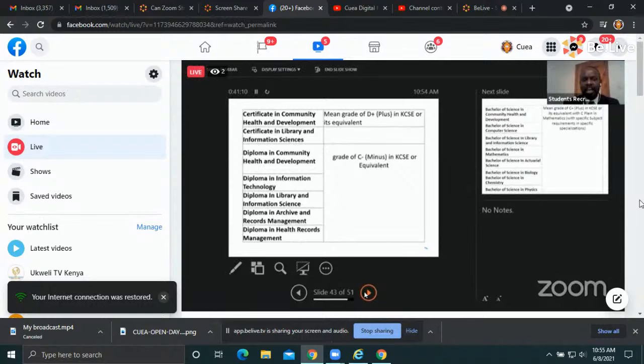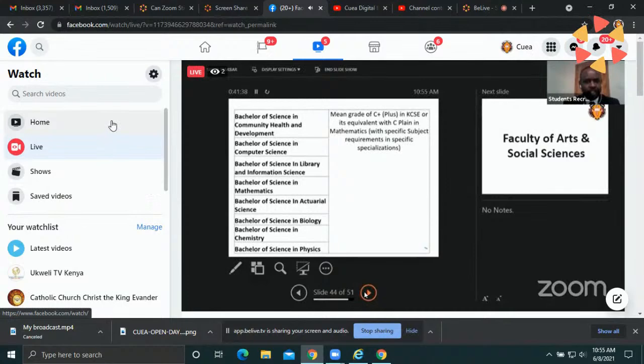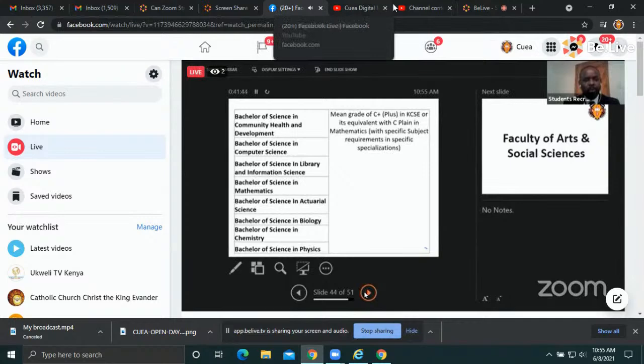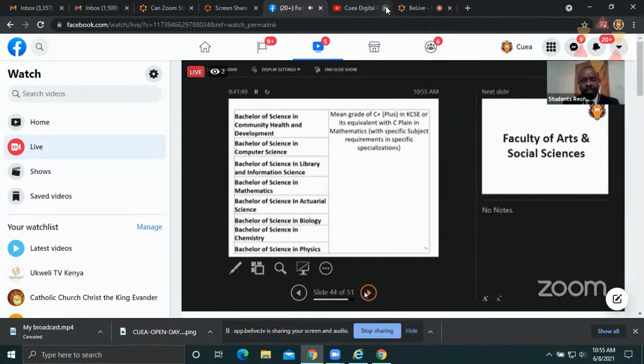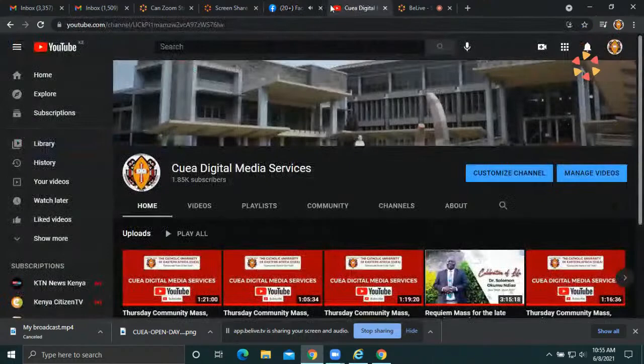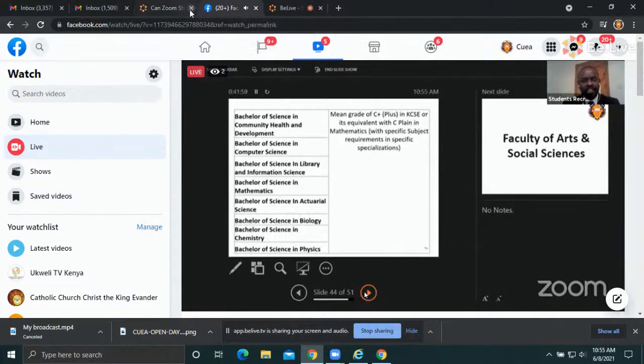For those coming for degree direct, we have Bachelor of Science in Community Health and Development, Bachelor of Science in Computer Science, Bachelor of Science in Library and Information Science, Bachelor of Science in Mathematics, Bachelor of Science in Actuarial Sciences, Bachelor of Science in Biology, Bachelor of Science in Chemistry, and Bachelor of Science in Physics.